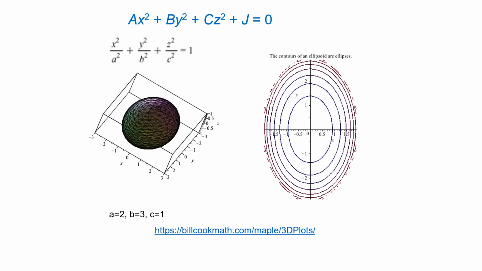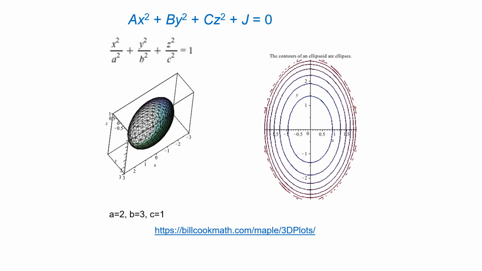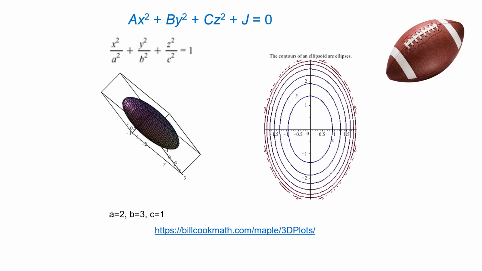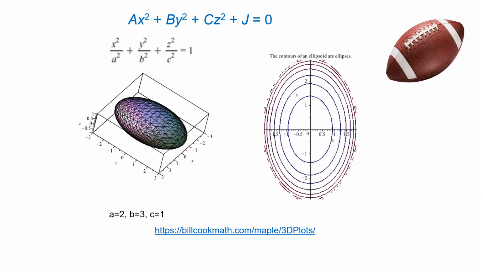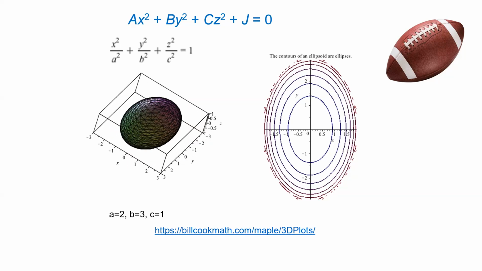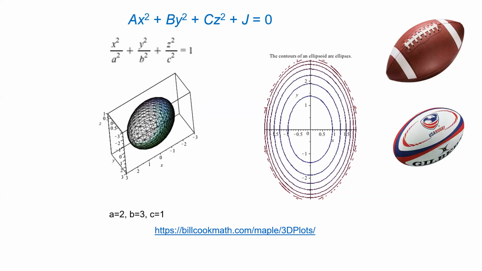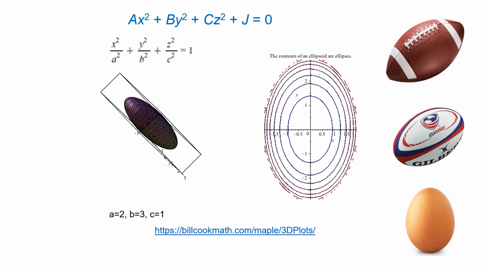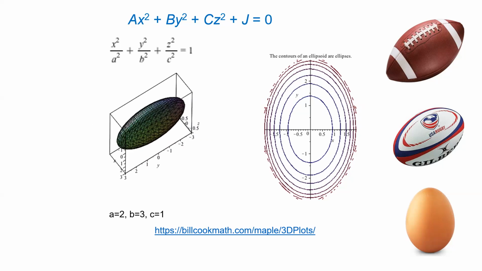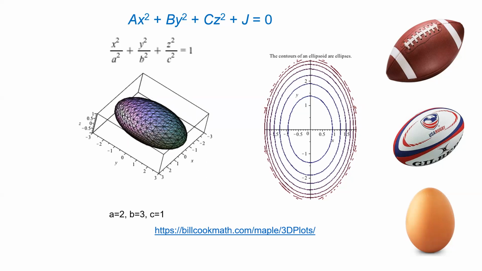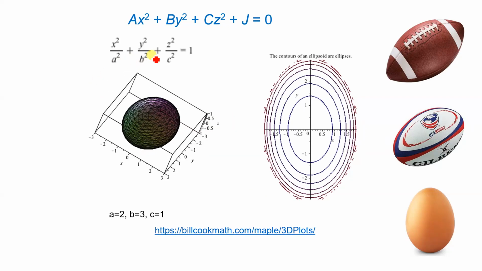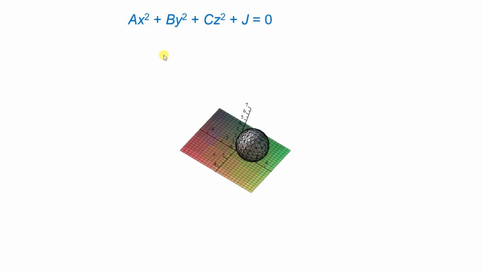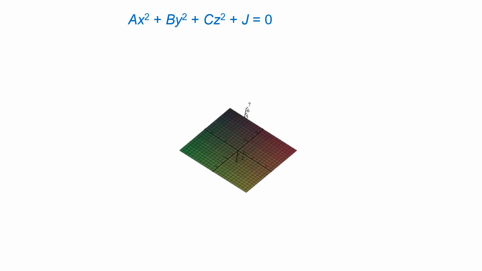This is another view, and you can see this type of shape around you: an American ball, a rugby ball, or an egg-shaped object. All these resemble ellipsoids. And if in this equation a square, b square, c square are all equal, then this becomes a sphere.